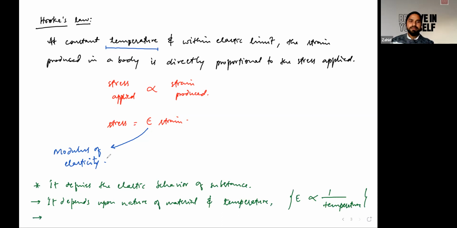Next, this modulus of elasticity will be constant at a particular temperature for a particular substance. So it will be independent of change in dimension of the body. It means it will be independent of the radius, area, or length of that particular object. So it is independent of the dimensions of the body: length, radius, diameter, area, and so on. Prachi, is it clear? Yes, sir.